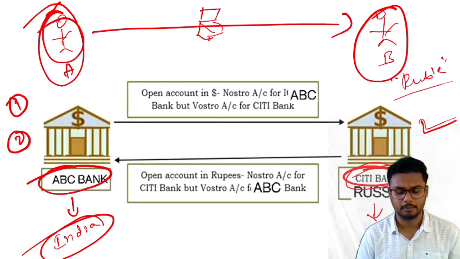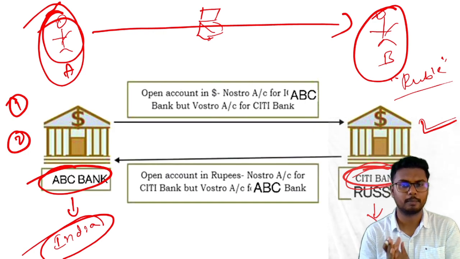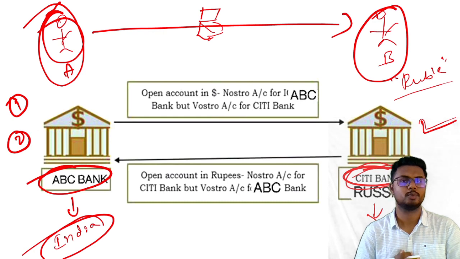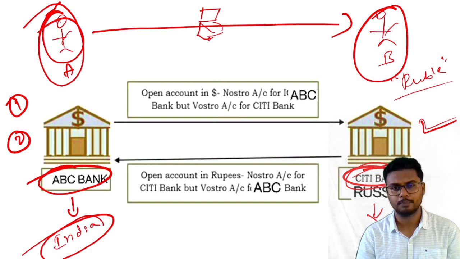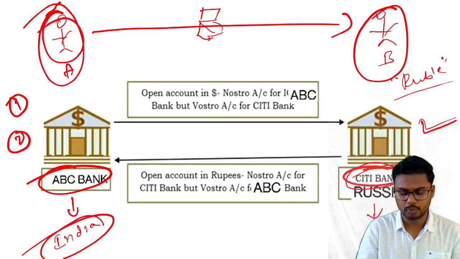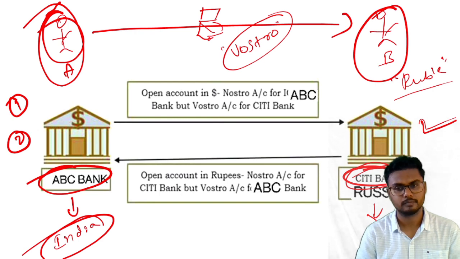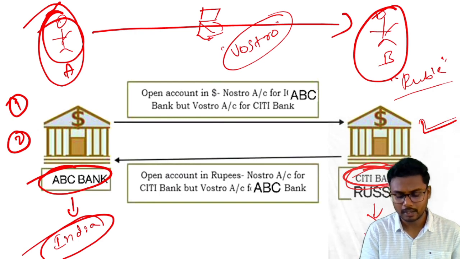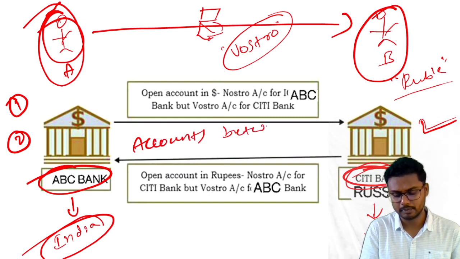Here comes the challenge, because these two banks do not operate interchangeably, or there is no interoperation between these two banks. So to address this challenge, these Vostro accounts are being opened. So in simple terms, Vostro accounts or Nostro accounts are the accounts between banks. Please remember this word.